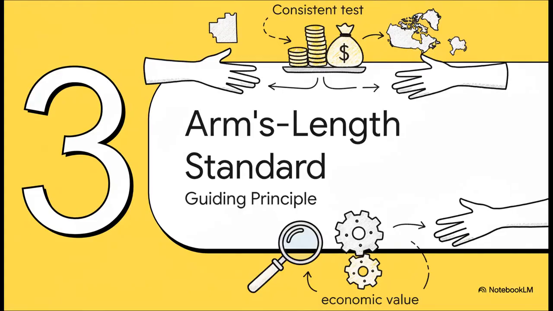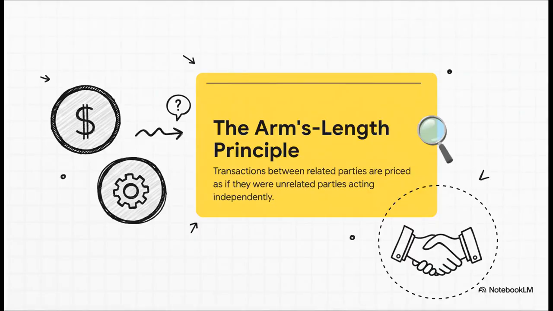So to fight this incentive to shift profits, tax authorities all around the world, Canada included, have agreed on a single guiding principle. The whole point is to make sure profits get taxed where the real business activity happens. And to do that, you need a consistent test that applies to everyone. And that standard is the arm's length principle. It's a really simple idea, but it's incredibly powerful.